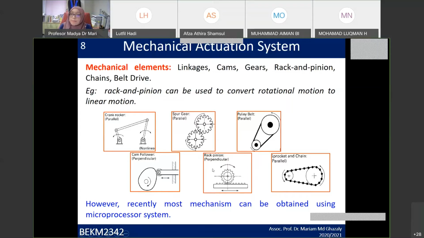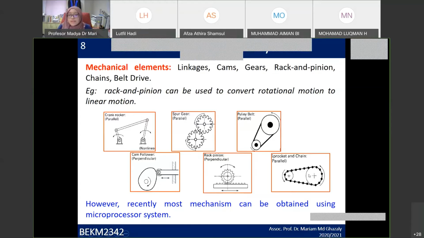Then we have rack and pinion. The rack and pinion. Where can you actually see, or where do you think rack and pinion is being used? Anyone? From the video? Any? Okay.